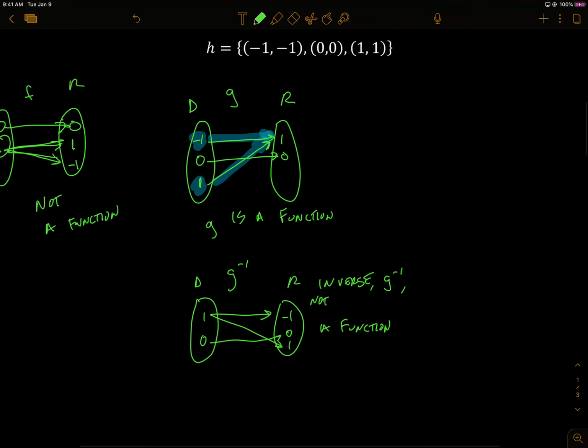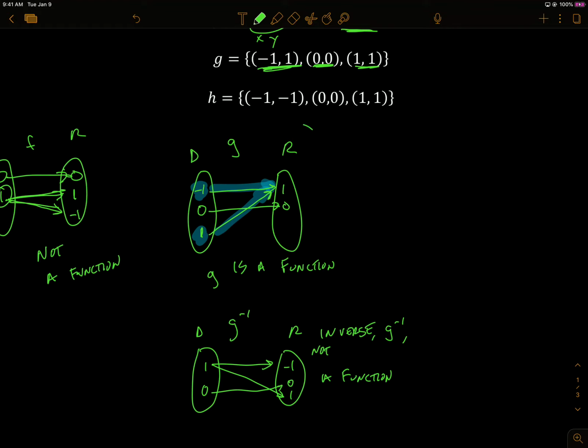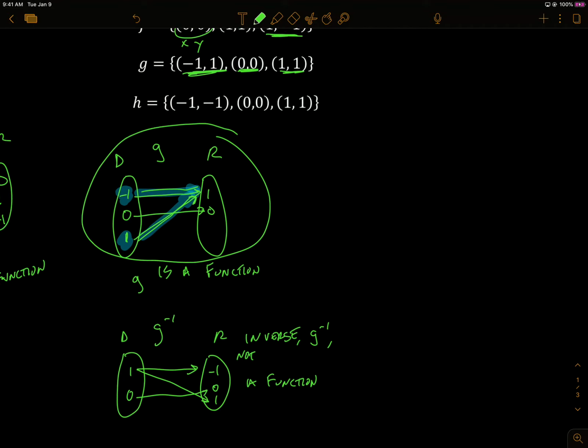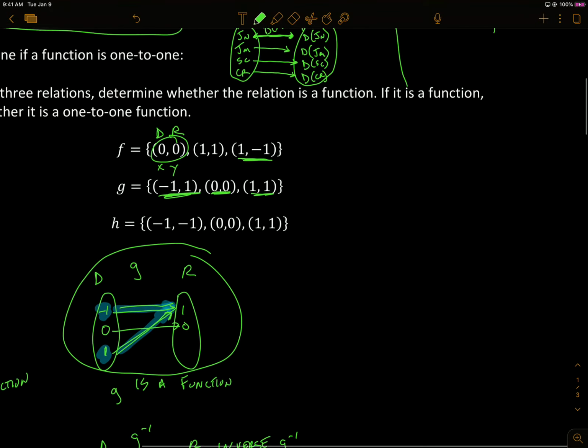So there's a couple ways to check it. I can just say it breaks the definition right here because these two domain members map to the same range member. Okay? I just wanted to show you another way to think about it.